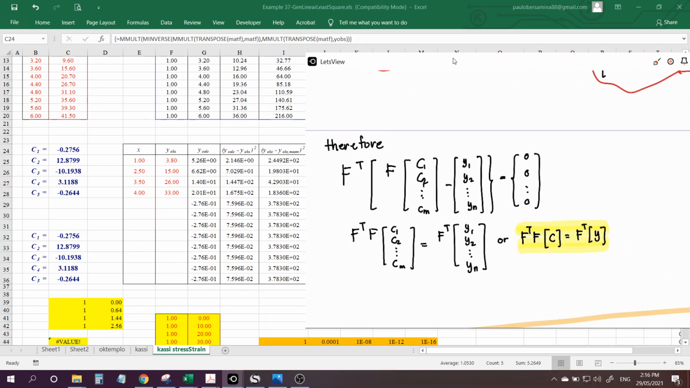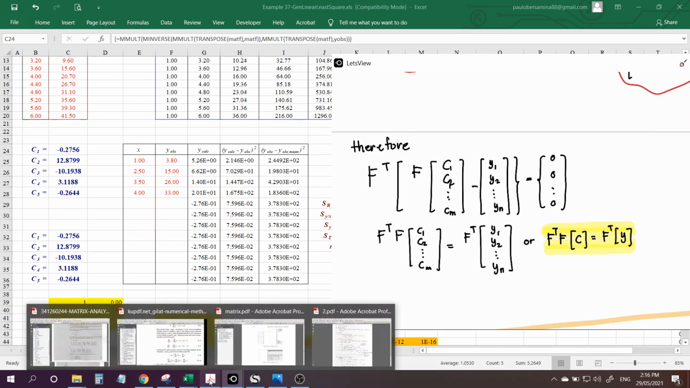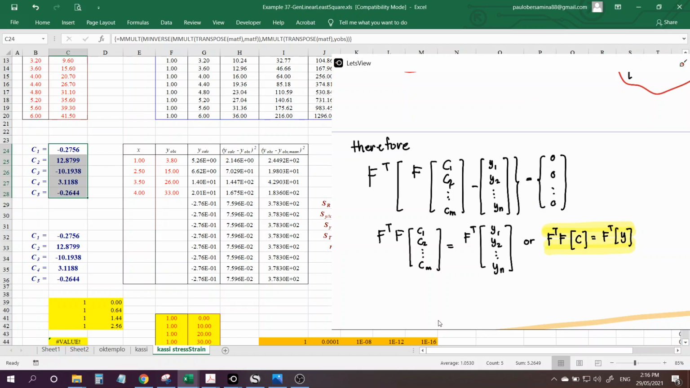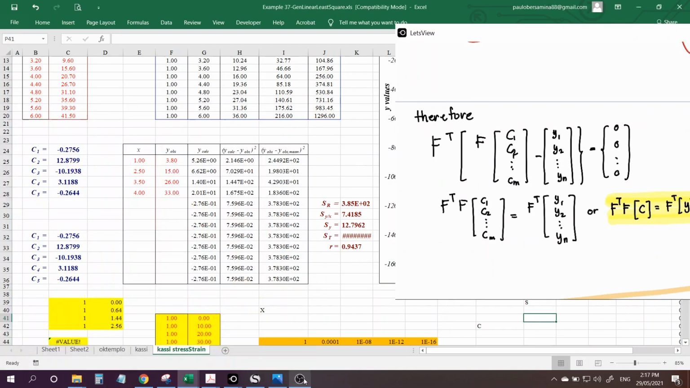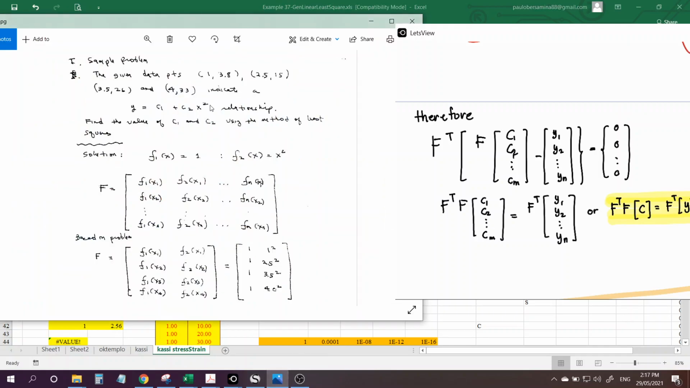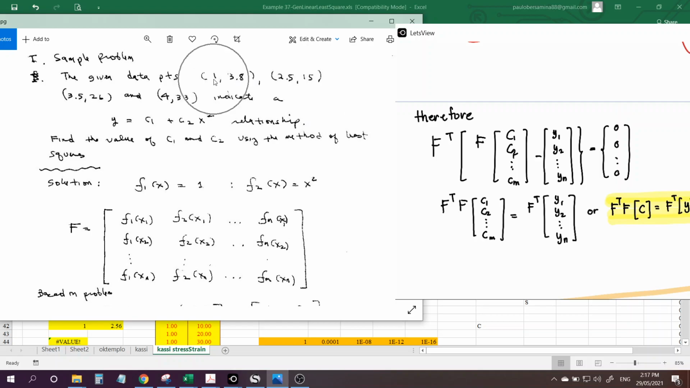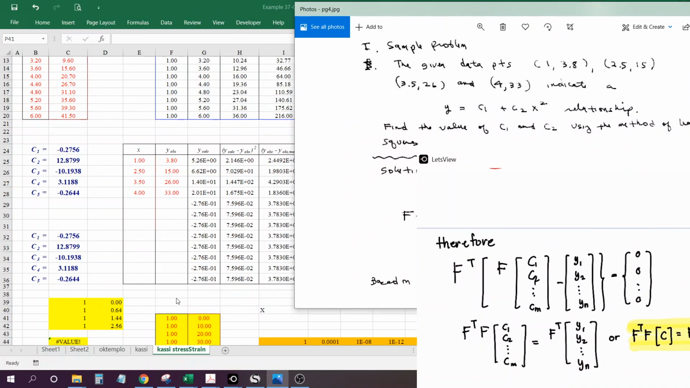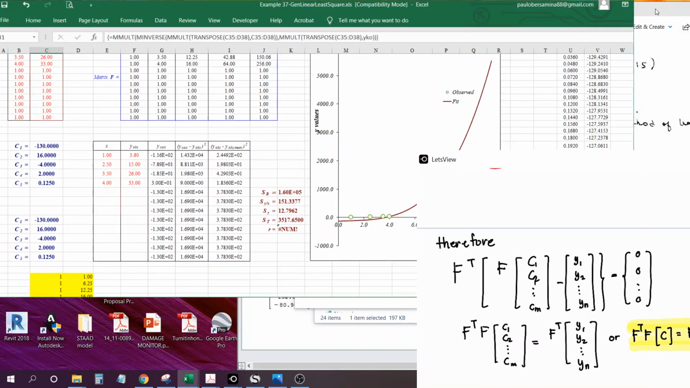Okay, so the first problem is the one in our book. Okay, so for the first problem, I have this sample problem here. We have given data points 1, 2, 3, 4 with y values 1, 3.8, 2.5, 15, 3.5, 26, and 4, 33. So I'll minimize this.